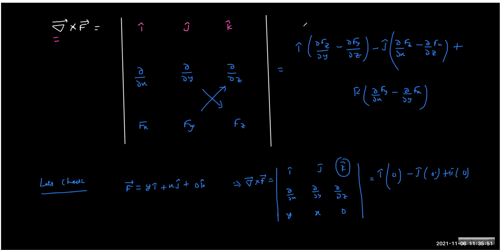Because what you will get in the last is k cap into 1 minus 1, which is again 0. So this turns out to be 0. So f is, so you can write like this.